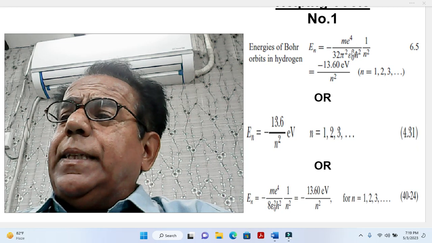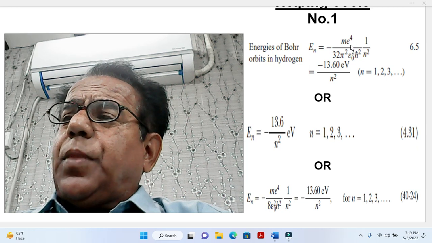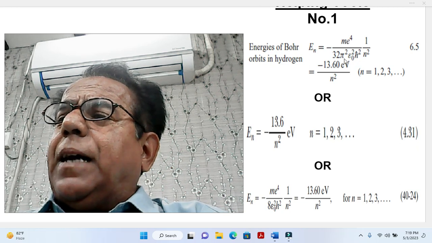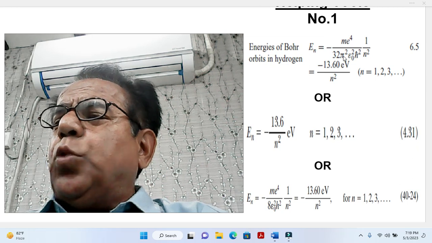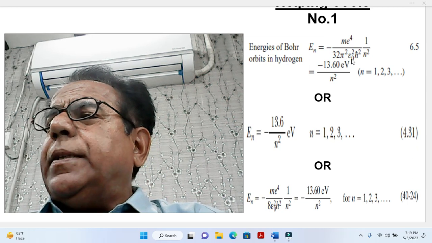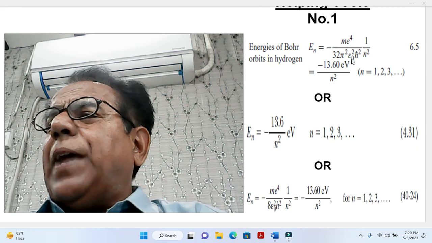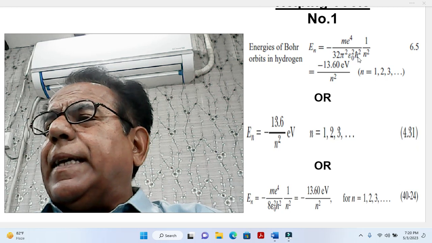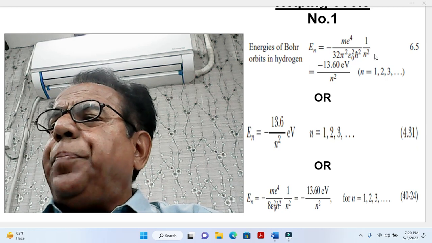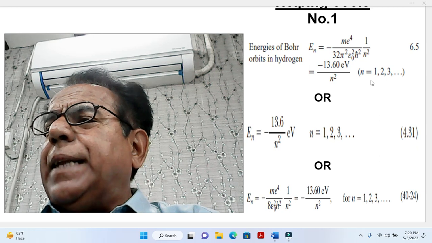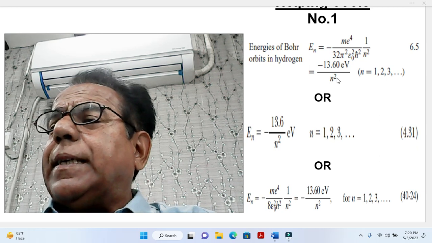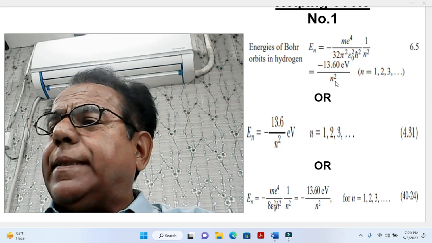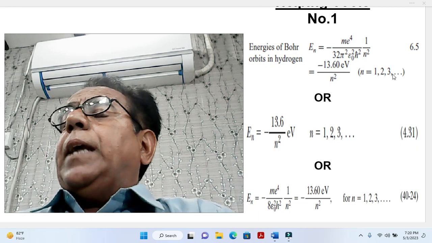In this version, m is mass, e is elementary charge, pi is 22 by 7, epsilon naught, its value is given in various tables. H cut is equal to h over 2 pi, and n is the number of the state, n equal to 1, 2, 3. This is alternatively equal to minus 13.60 electron volt over n square, where n is equal to 1, 2, 3, and so on.